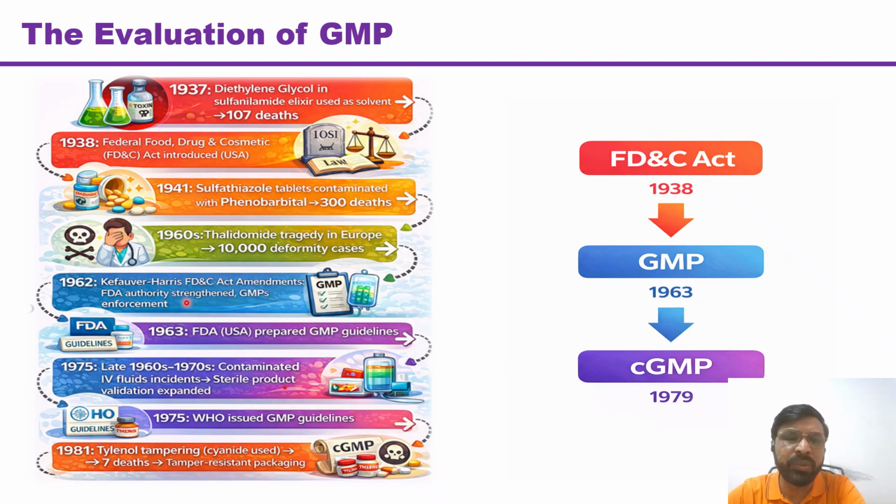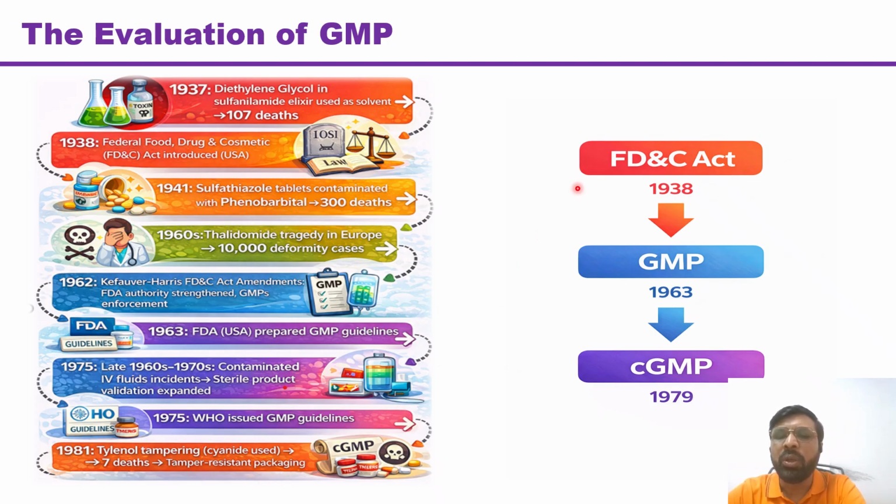So in 1962, the FDA authority was established. And in 1963, the FDA prepared and published the GMP guideline. And finally, in 1947, the contaminated IV fluid incident expanded sterile product validation. And in 1975, WHO issued GMP guidelines. And in 1981, the Tylenol tampering issue was reported and 7 deaths were reported.